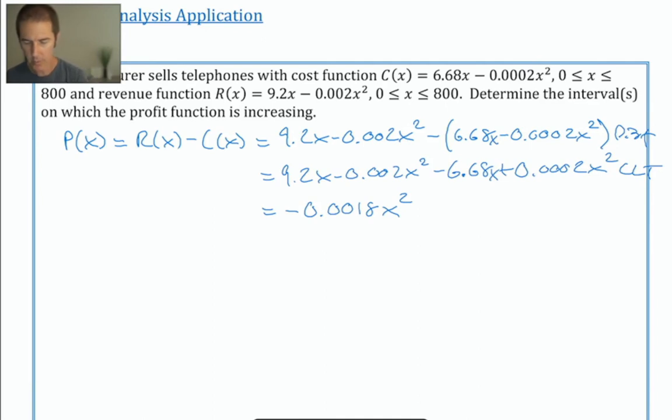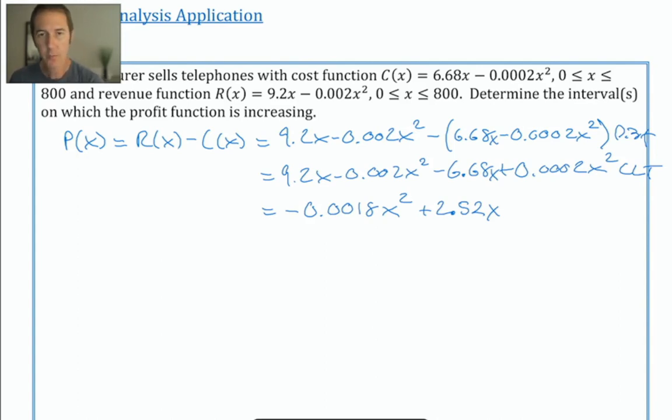Okay, so now we're combining like terms, and I've got 9.2 minus 6.68, and that is equal to 2.52. Make sure my decimal point shows up there with an x after it. Okay, so this is our profit function. Yep, that looks good. Okay, now let's find the first derivative of the profit function.